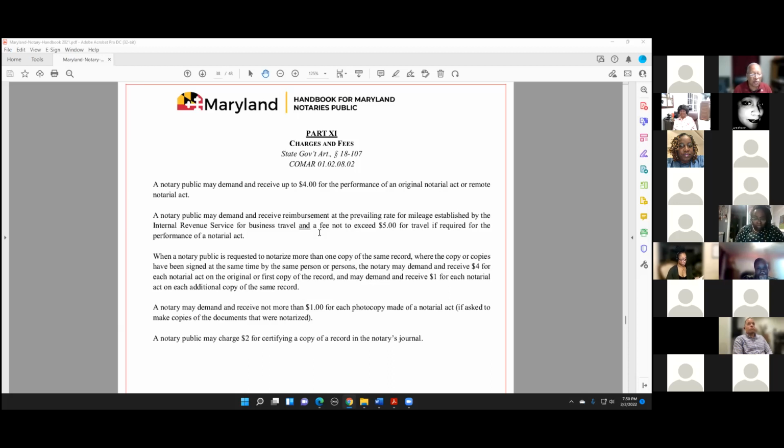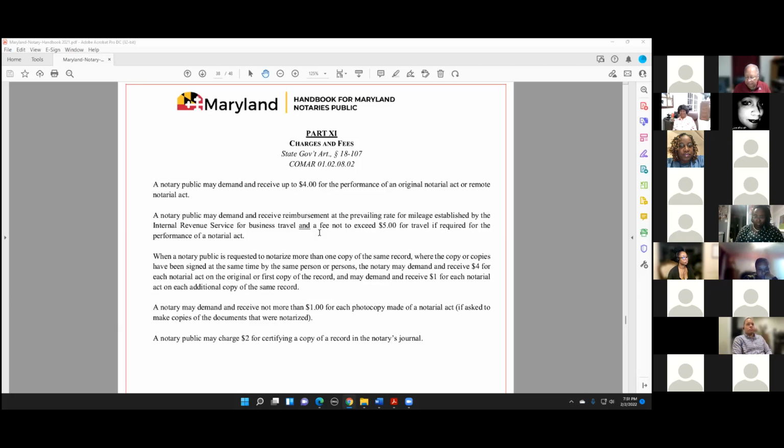When a notary public is requested to notarize more than one copy of the same record, where the copy or copies have been signed at the same time by the same person or persons, the notary may demand and receive $4 for each notarial act on the original or first copy of the record, and may demand and receive $1 for each notarial act on each additional copy of the same record.